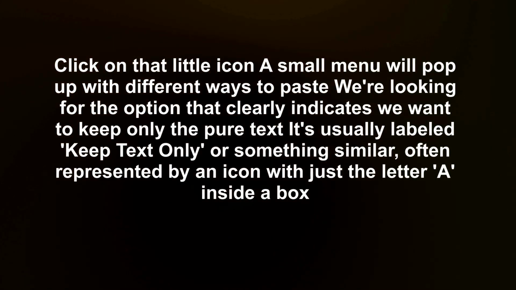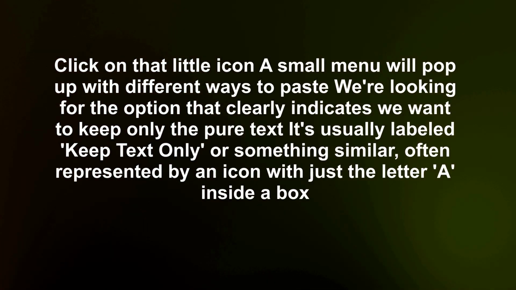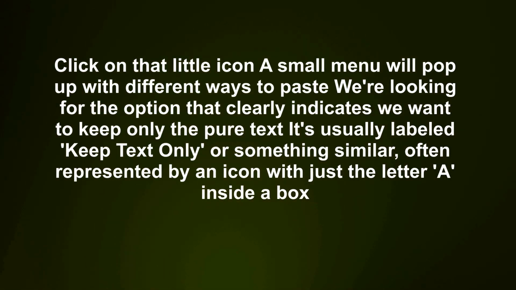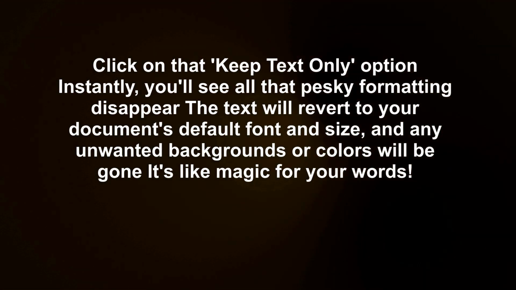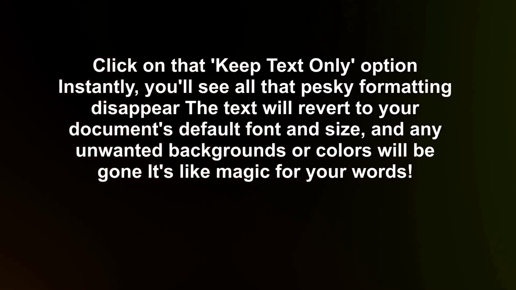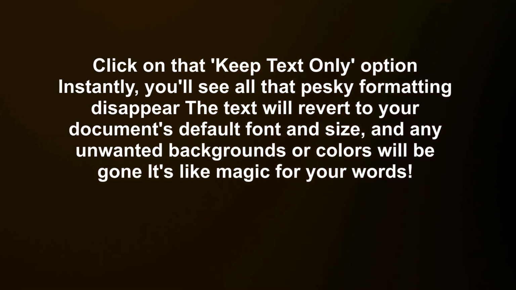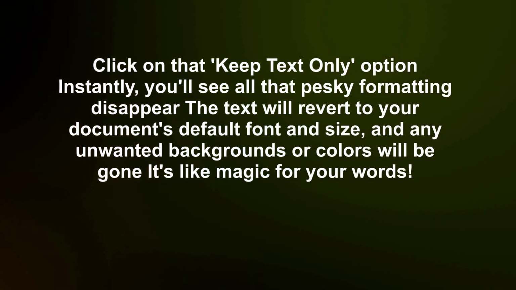We're looking for the option that clearly indicates we want to keep only the pure text. It's usually labeled Keep Text Only or something similar, often represented by an icon with just the letter inside a box. Click on that Keep Text Only option. Instantly, you'll see all that pesky formatting disappear. The text will revert to your document's default font and size, and any unwanted backgrounds or colors will be gone. It's like magic for your words.